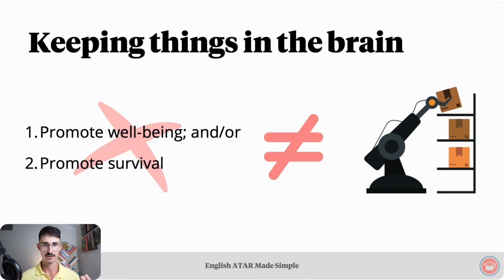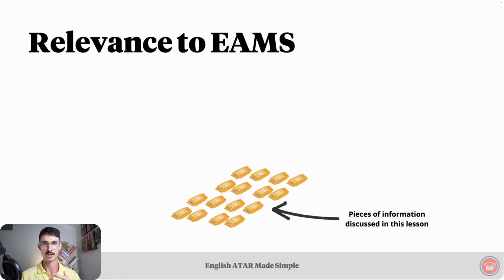The opposite of what we've just learned is that if the brain doesn't think that a piece of information will promote its well-being or survival, it just won't enter the long-term storage area. It won't enter the long-term memory. How is this relevant to English ATAR made simple? On the slide, we've got pieces of information that are discussed in this lesson. We're going a bit meta here.